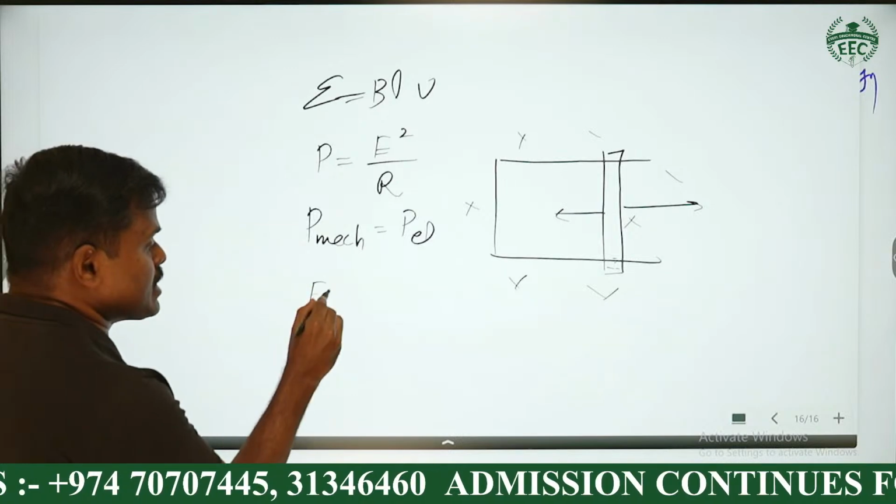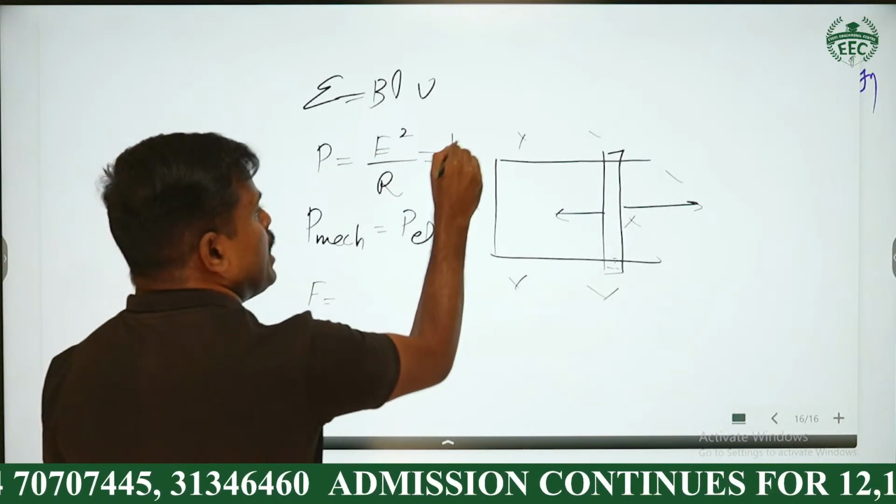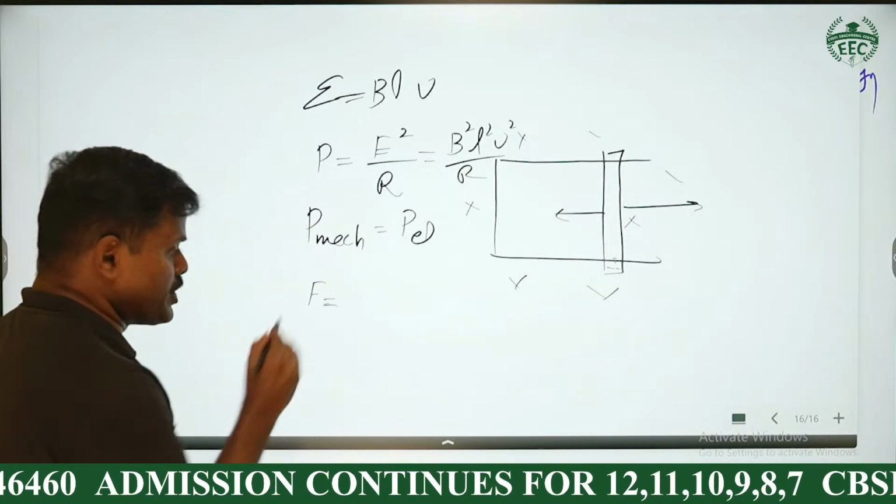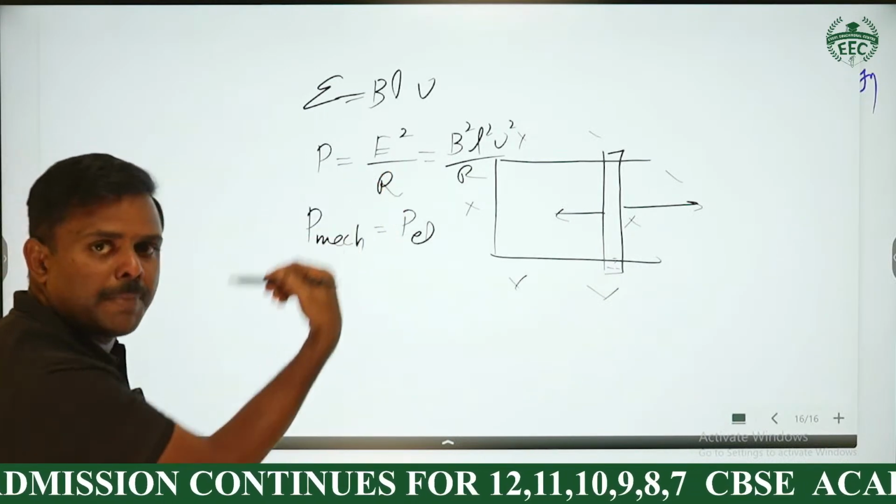They might even ask for the force. What is E square by R? B square L square V square by R. And what is force? Force is given by power by velocity.